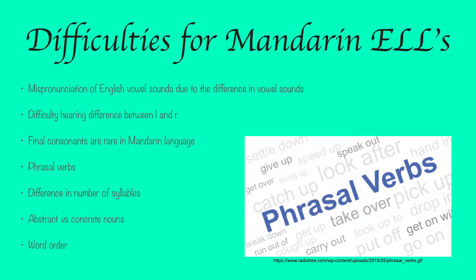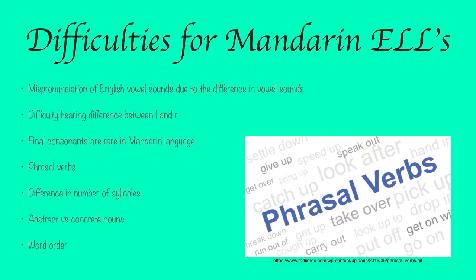Mandarin ELLs have difficulty hearing the difference in the sounds between L and R. They mispronounce English words such as saying "lice" for "rice," "rake" for "lake," and "lead" for "red." They cannot distinguish between the two sounds. This may make it difficult for them when having conversations and trying to understand the meanings of words.